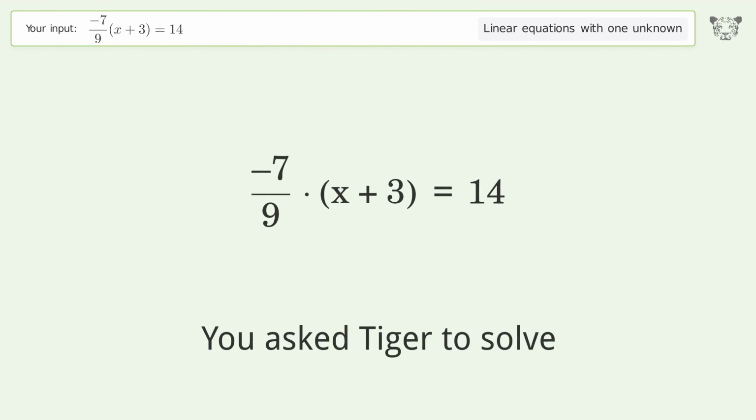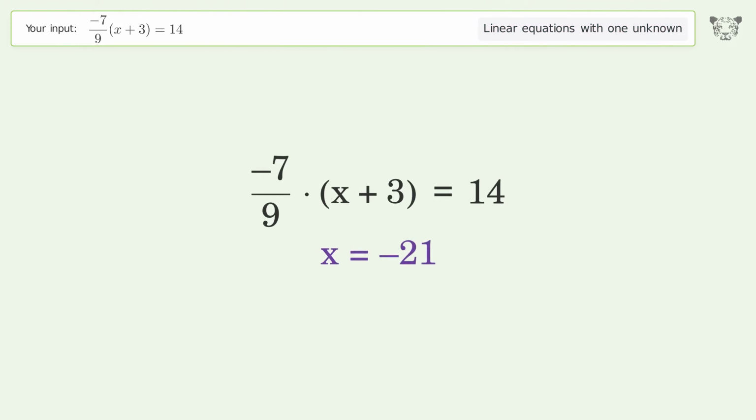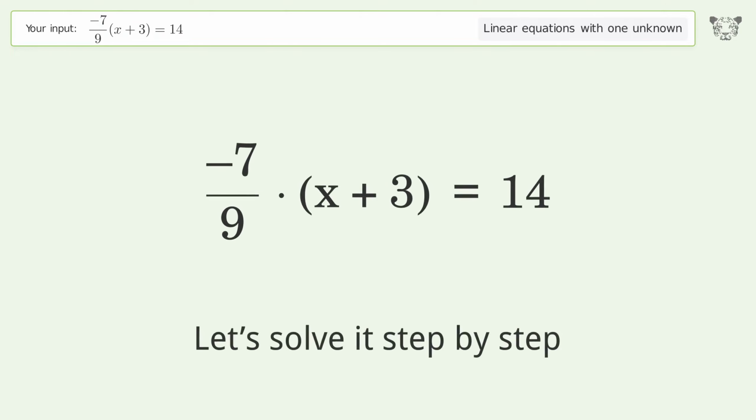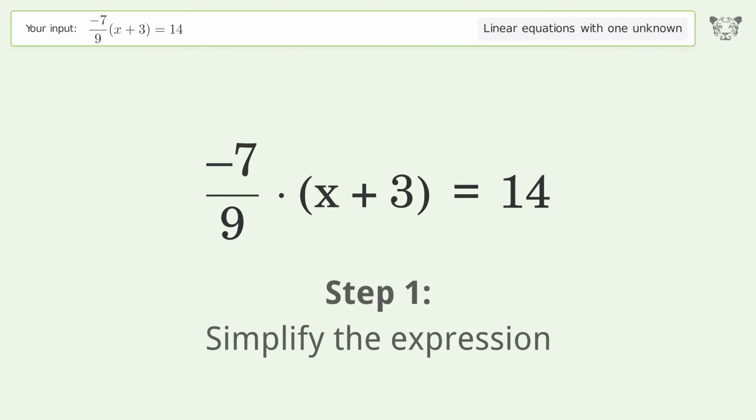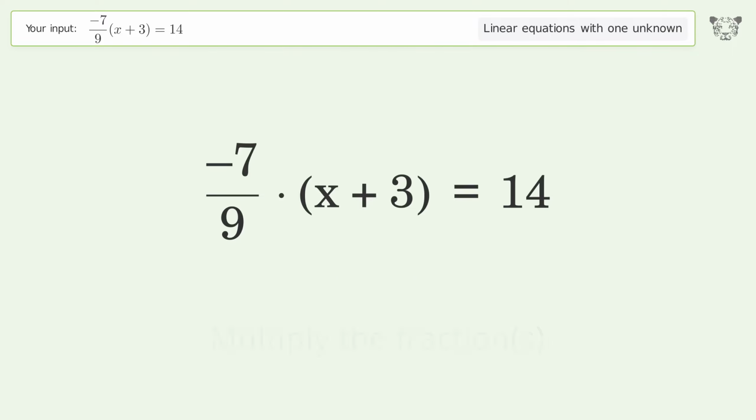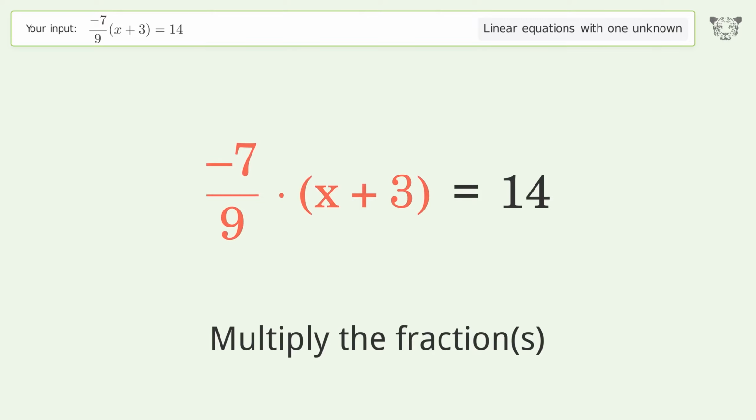You ask Tiger to solve. This deals with linear equations with one unknown. The final result is x equals -21. Let's solve it step by step. Simplify the expression. Multiply the fractions.